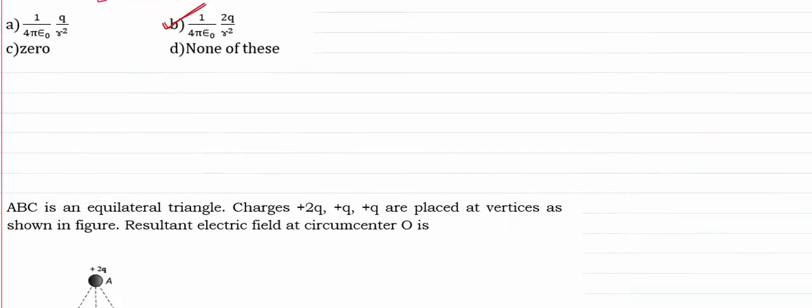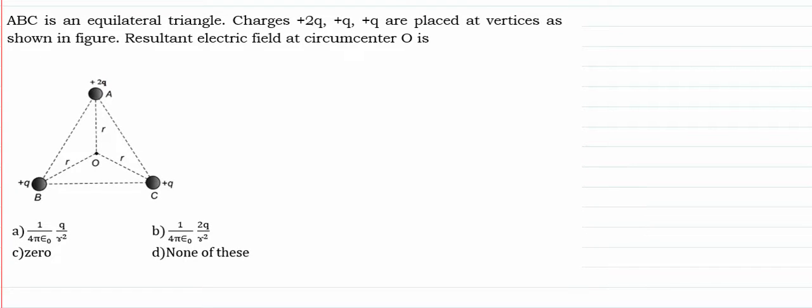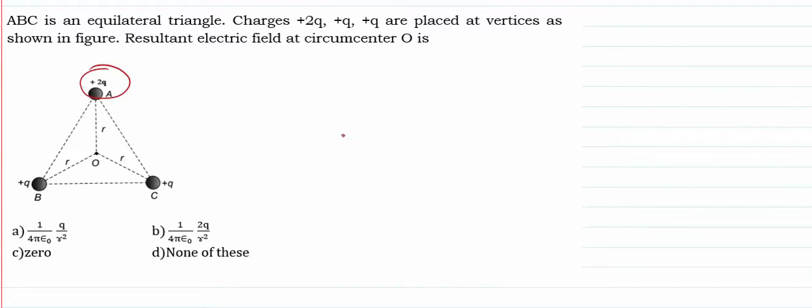Clear, students? Next one is similar. ABC is an equilateral triangle. Charges 2Q, plus Q and Q are placed at the vertices as shown in the figure. You are required to find the resultant electric field at O. So again, the charges at B and C are the same in magnitude, the charge at A is double, and the distance is the same. So if I take the diagram, this point I will take as O.